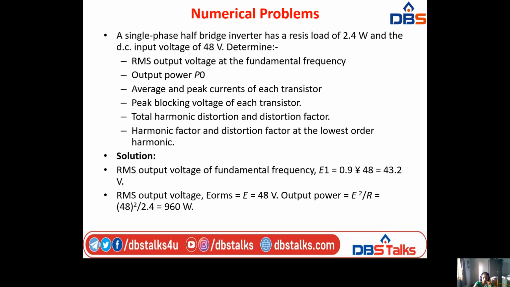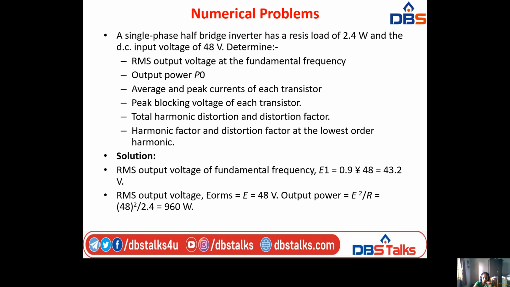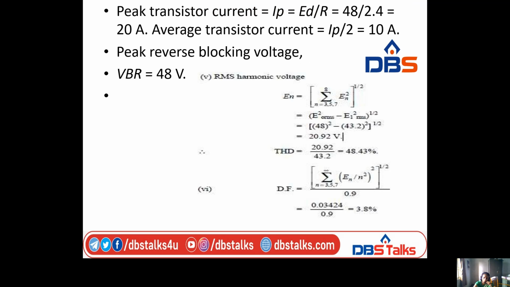Then DF, the distortion factor. Distortion factor equals sigma n equals 3, 5, 7 to infinity of En by n square whole square, whole power 1 by 2, divided by E1. Then you have to substitute, and you get 3.8 percent. The distortion factor will be 3.8 percent.